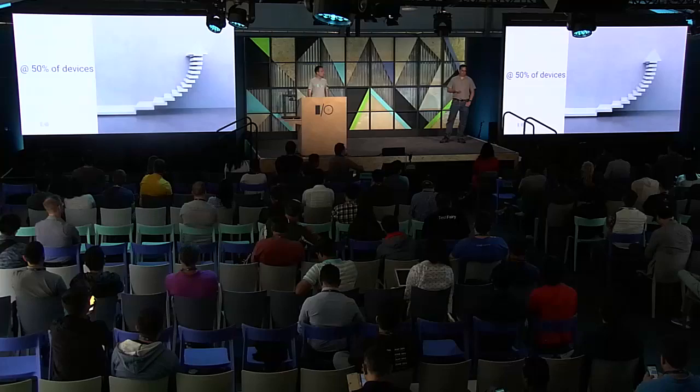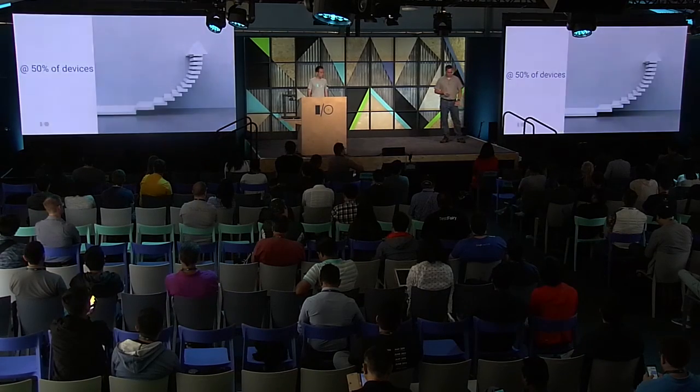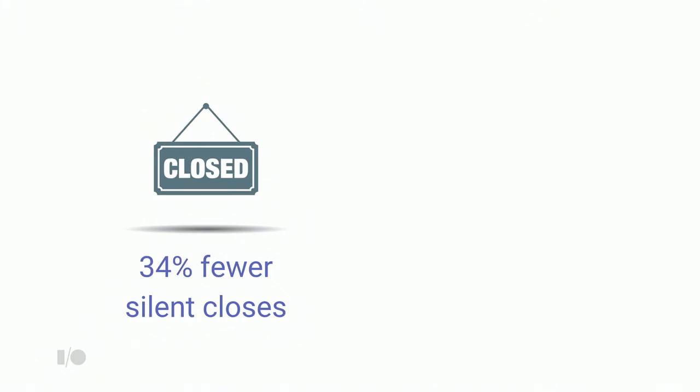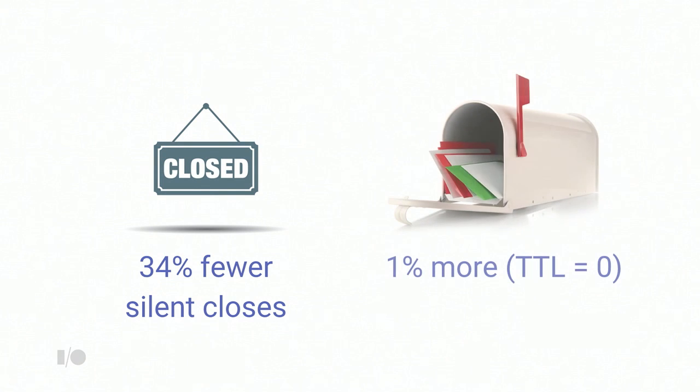We started rolling this feature out, and along the way we collected data. I'd love to share with you some of the data we got when we got to 50% of production users. First, we saw 34% fewer silent closes, and 1% more TTL0 messages delivered. If you remember the GCM spec, time to live 0 messages are messages that are delivered immediately if the device is online, but otherwise they're discarded because they aren't stored to be delivered later. Their time to live is 0. So by delivering more of those messages, that shows that we're connected more of the time.